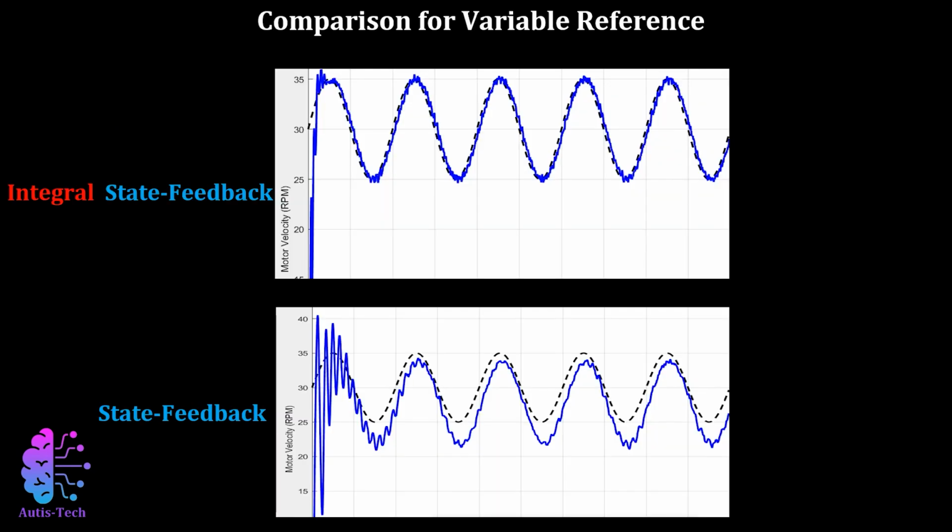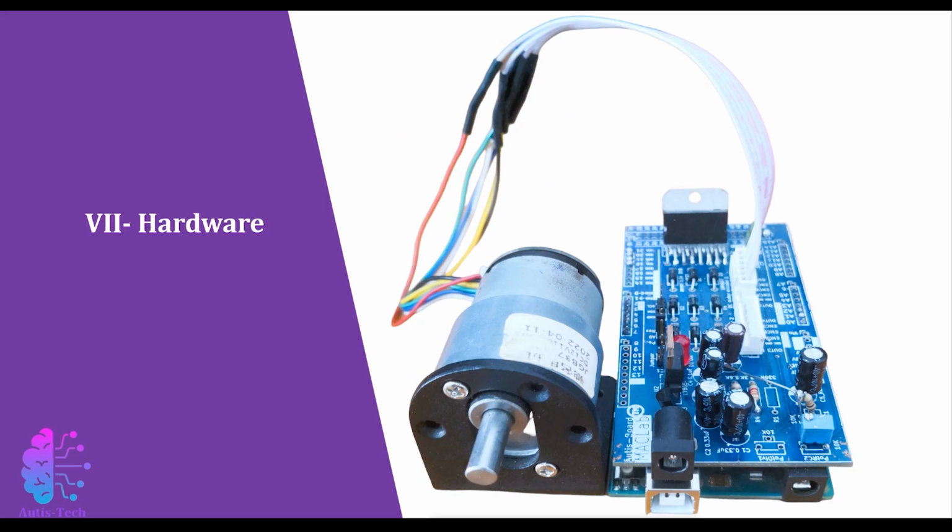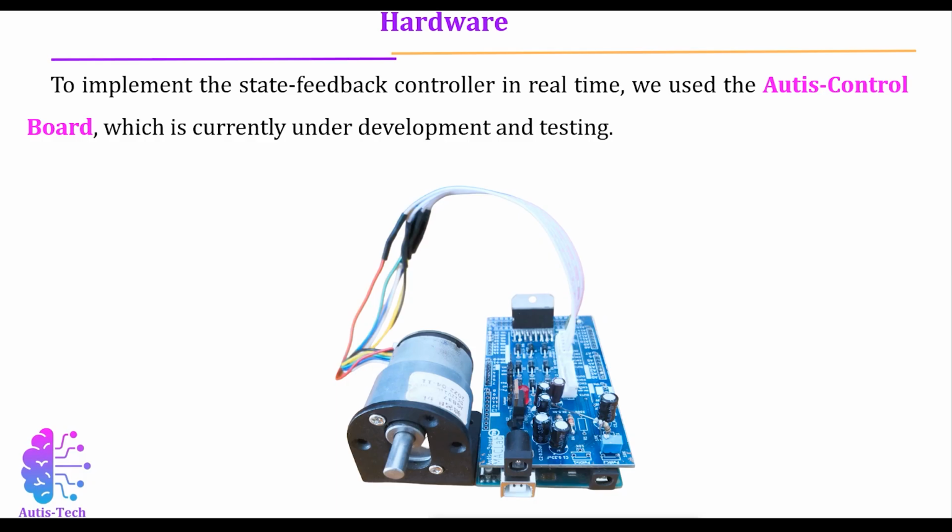These plots are derived from a separate experiment. As anticipated, the integral state feedback controller demonstrates superior tracking precision over the basic state feedback controller when a reference velocity varies. Let's examine the hardware setup, giving you all the necessary details to recreate this experiment yourself.